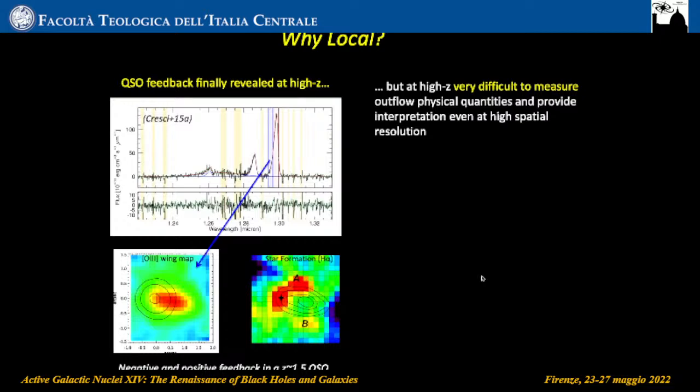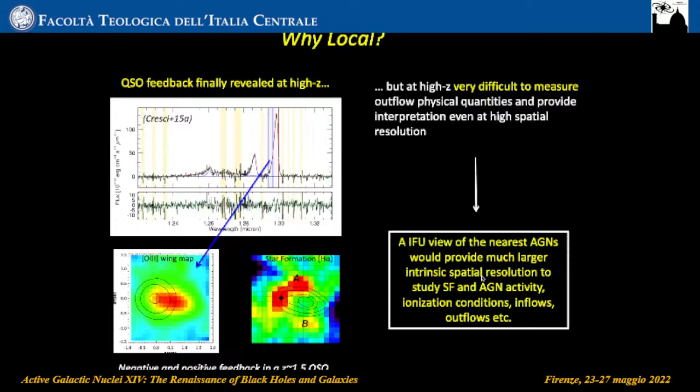where we know there is the peak epoch of the feedback in the universe. But this is not an easy task. This is my favorite source, where you see a very collimated and extended outflow in the oxygen 3 wing that is anti-correlated with the star formation in those galaxies. And this could be one of the few examples of feedback in action at high redshift. However, despite a few very nice examples, usually it's very difficult to measure the properties of the outflows and understand which are the mechanisms on which the outflows and feedback work on the host galaxy.